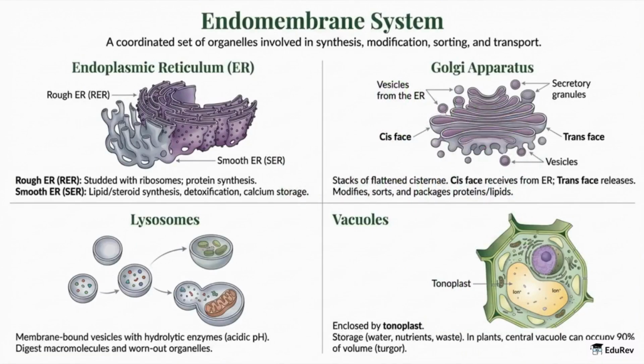The endomembrane system is an integrated network for making, modifying, and moving molecules. The rough endoplasmic reticulum bears ribosomes for protein synthesis, while the smooth ER handles lipids, detoxification, and calcium storage. Vesicles shuttle materials to the Golgi apparatus, which modifies, sorts, and packages them at its cis and trans faces. Lysosomes provide acidic compartments for degradation, and vacuoles store water and nutrients. In plants, a large central vacuole maintains turgor pressure.